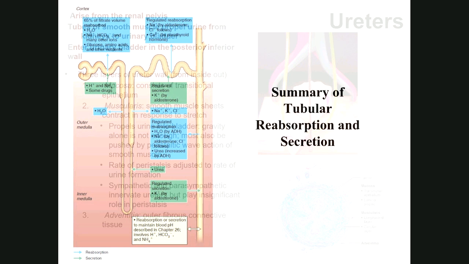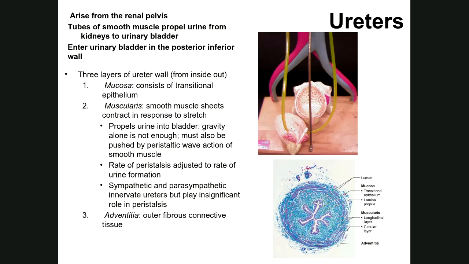Ureters arise from the renal pelvis. It's a long tube with smooth muscle that propels urine from the kidney to the urinary bladder. It enters the urinary bladder in the posterior inferior wall. There are three layers: mucosa, muscularis, and adventitia. Adventitia is the outer fibrous connective tissue.